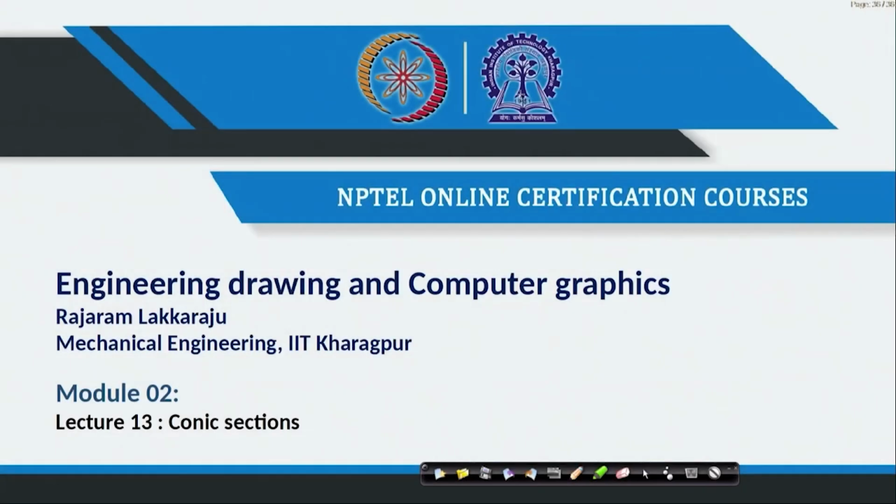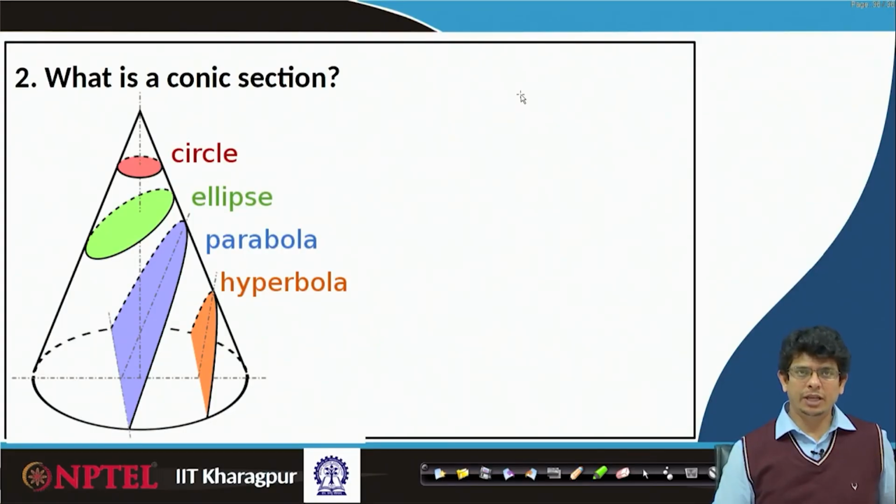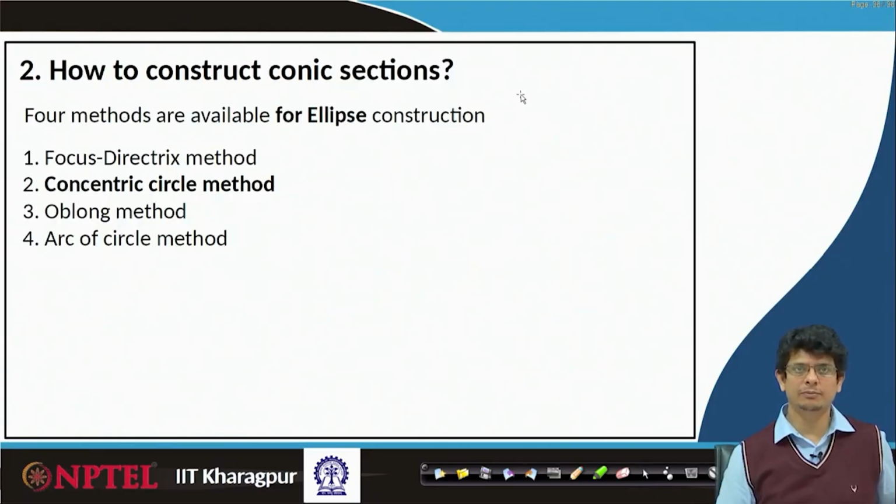Conic sections. There we have learned many things, like a horizontal slice to a right circular cone gives a circle, slant edges give us an ellipse, and further a parabola and hyperbola. In today's class, we will learn two special methods to construct an ellipse. One is the concentric circle method and the other one is the oblong method.